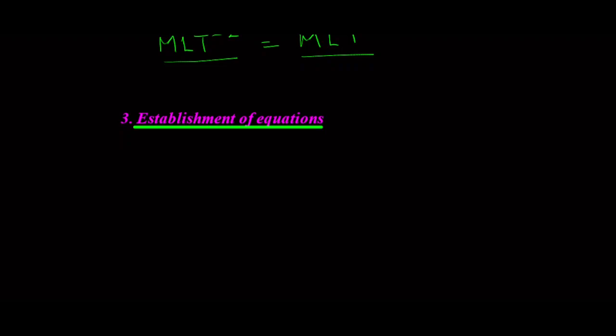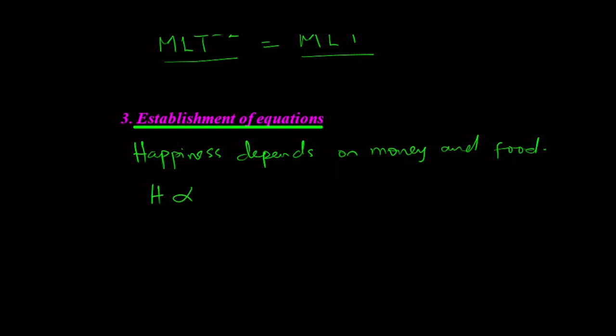For example, happiness depends on money and food. If you are to put this in mathematical form, it means H, let's say H represents happiness, depends on money and food.